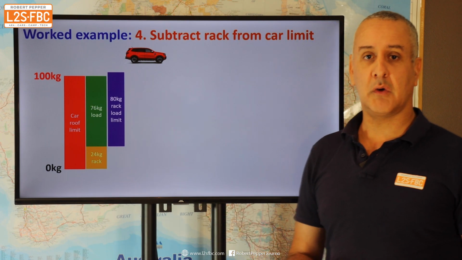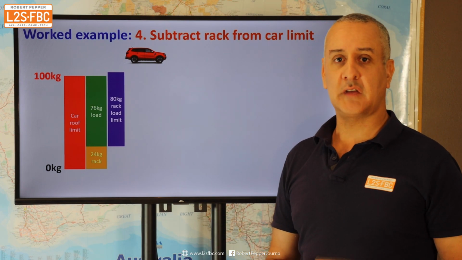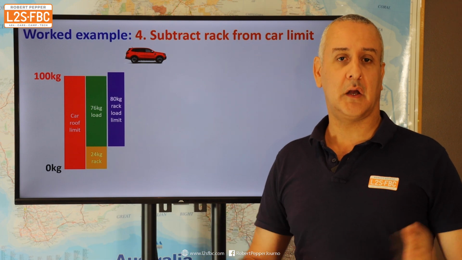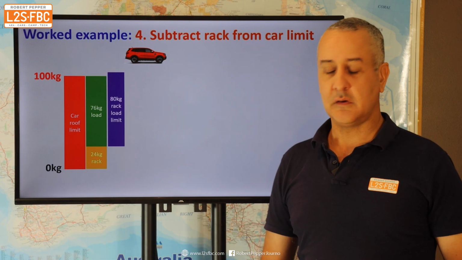It's very similar to towing weights, but it's not even quite as complex as that. By the way, if you're unsure about towing weights, we've got a heap of videos on that, so please watch those. I go through all of that in detail.